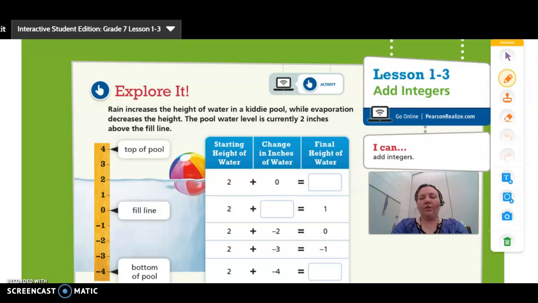And so when we look at doing that, if we start at 2 and there's no sun out and so nothing changes, I just have 2. My final height with no change and no evaporation is 2 inches. Now, let's imagine that 1 inch of water evaporates. That means that there would be 1 inch left. If 2 inches evaporate, there's no water left, and if 3 inches evaporate, we're now at a depth of -1, and then we'd keep going down. If we lose 4 inches, we're down at a depth of -2.